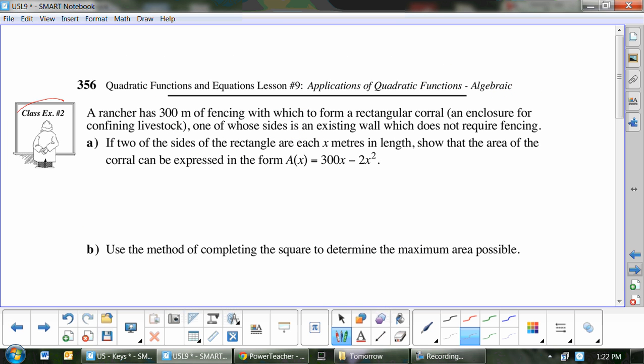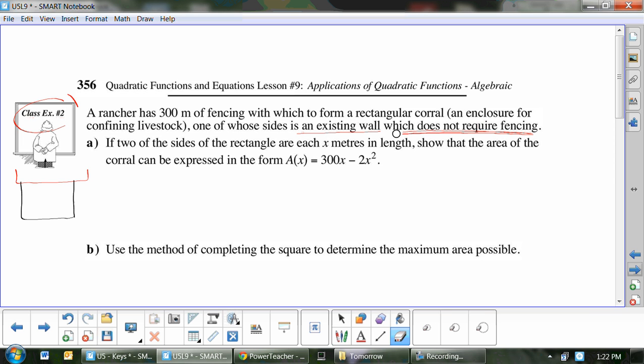So if we do class example number 2, they say a rancher has 300 meters of fencing with which to form a rectangular corral. If you don't know, a corral is like a pen for animals. So they say one of those sides is an existing wall which does not require fencing. So maybe it's built up against like a barn or something. So we only have to build 3 sides of the fence.